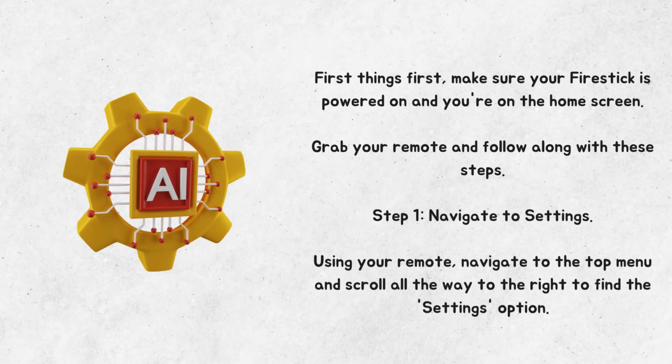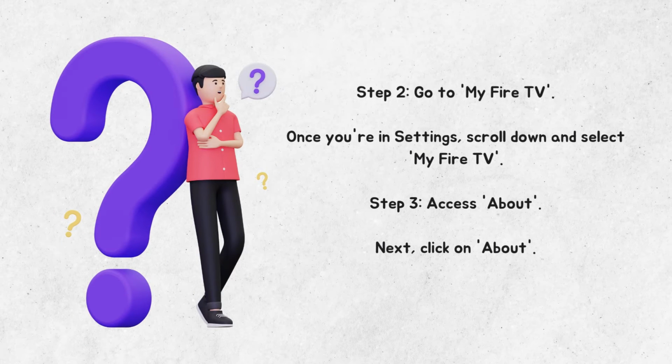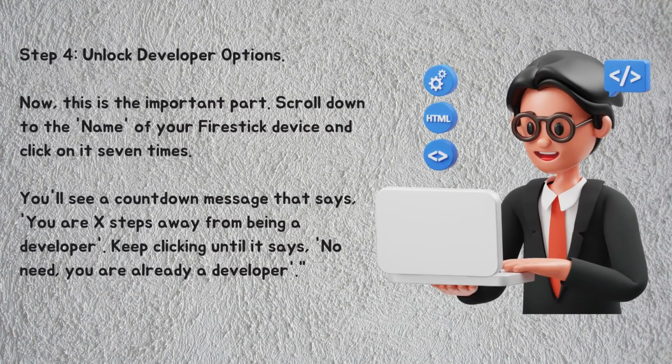Step 1. Navigate to Settings. Using your remote, navigate to the top menu and scroll all the way to the right to find the Settings option. Step 2. Go to My Fire TV. Once you're in Settings, scroll down and select My Fire TV. Step 3. Access About. Next, click on About.